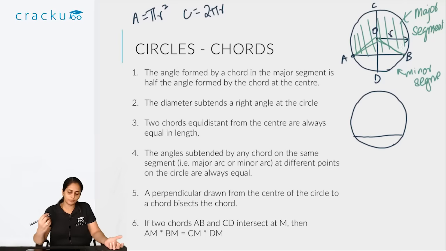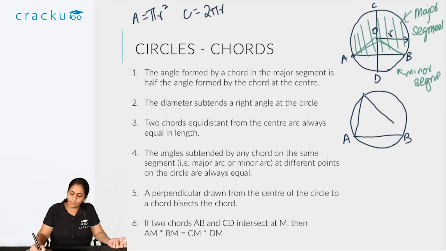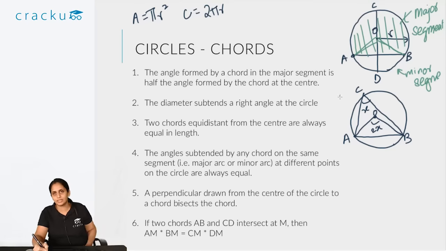So what does the first property of chord say? The first property of chord says that if AB is a chord, then the angle subtended by chord AB at any point in the major segment of the circle is half the angle subtended by it at the center of the circle. So suppose this is C and this is the center of the circle O. If the angle subtended by AB at point C is X, then the angle subtended by AB at point O will be 2X.